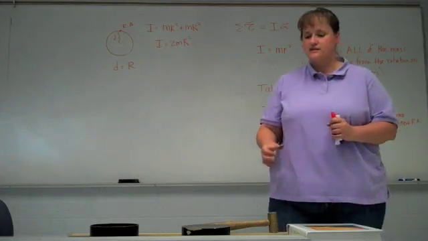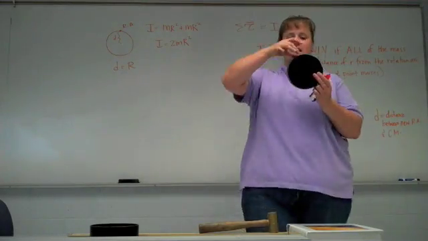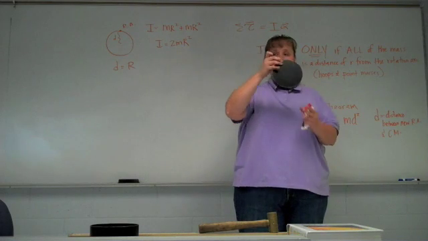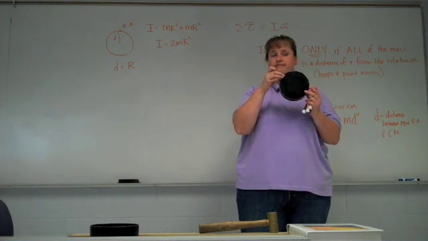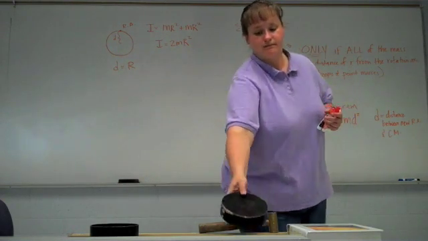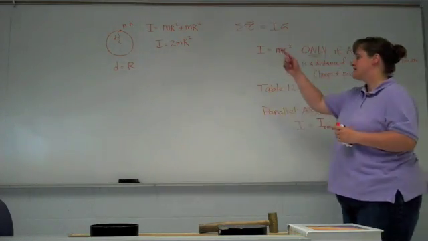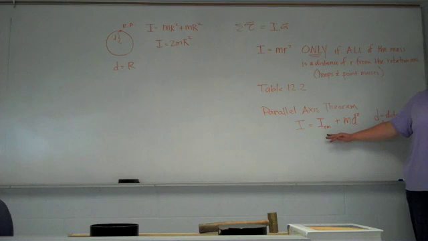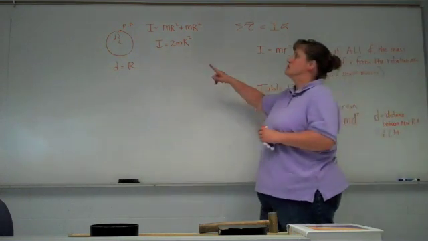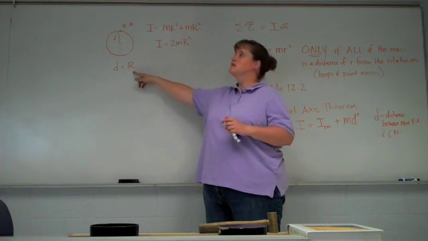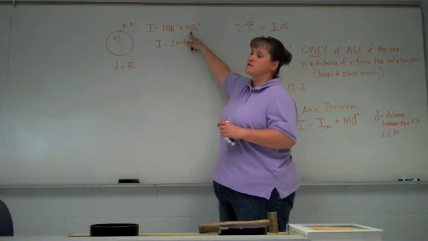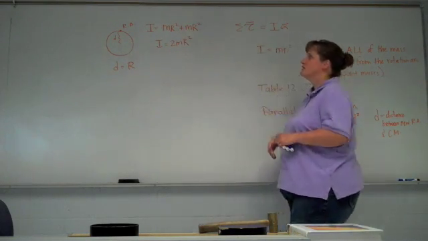What would be different if I was holding the outside edge of the disk, the solid one? What in this equation would change? The one through the center of mass would be 1/2 mr squared, but d would still be r. So we'd have 1/2 mr squared plus mr squared, so we get 3/2 mr squared.